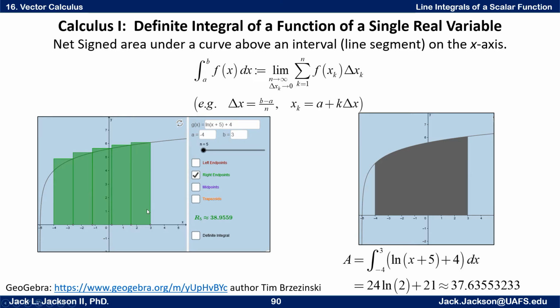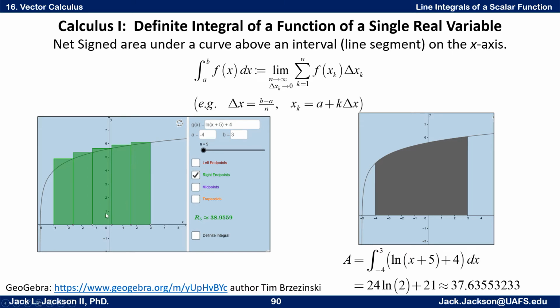f of x sub k is the y value of the curve at that x value. So f of x sub k is a height, or it could be negative, a negative of a height. So a signed height times a width gives us a signed area. That's for one rectangle. Add those up for all of them. We're adding up the areas of those rectangles. That becomes a Riemann sum.